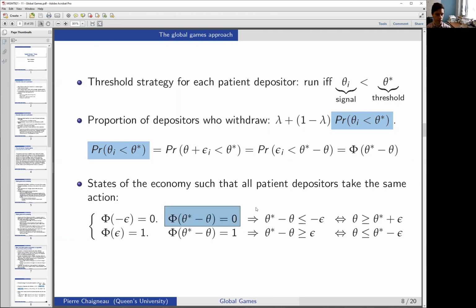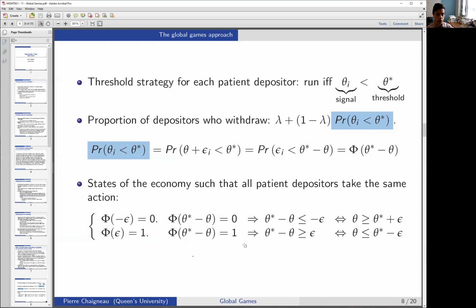So when is this equal to 0? We can just compare these two expressions. This will be equal to 0 whenever the argument is less than minus epsilon. Now remember that this function is increasing in its argument. And therefore, we want to solve for theta. And so this is the case whenever theta is larger than this.